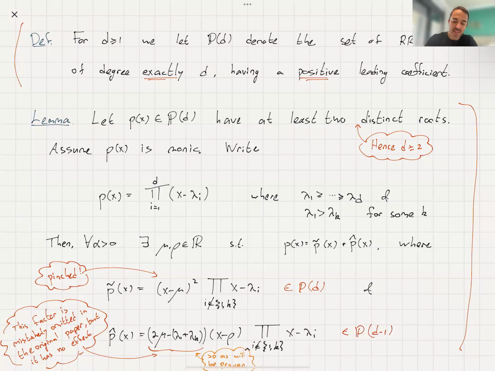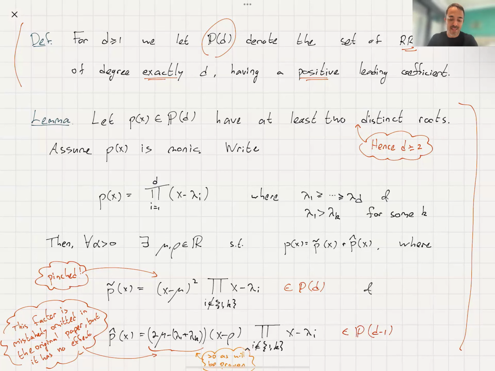So for a number D larger or equal than 1, we denote by P_D, this cool double-struck P of D, the set of all real-rooted polynomials with degree exactly D. Okay, we're going to care about the exact degree of the polynomial rather than at most D. And we are going to assume they have positive leading coefficients. We don't care about being monic, but positive leading coefficients. So these are the polynomials that we are going to work with now.